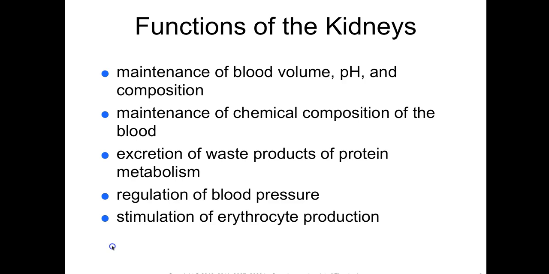One of the final products of protein metabolism is urea, and this is the main waste that is present in urine. We also have regulation of blood pressure through the kidneys. This is affected by our blood volume, and our volume is affected by how much fluid is excreted in the urine. And lastly, we have stimulation of erythrocyte production. The kidneys secrete a hormone called erythropoietin, which will stimulate red blood cell production.